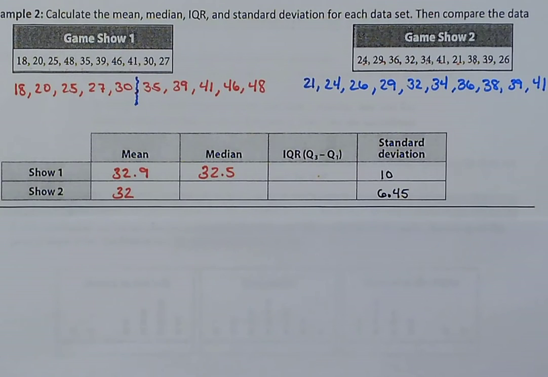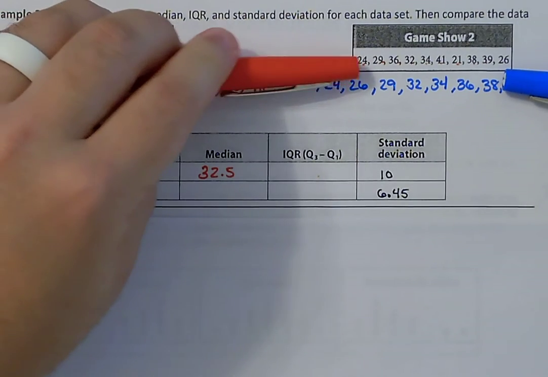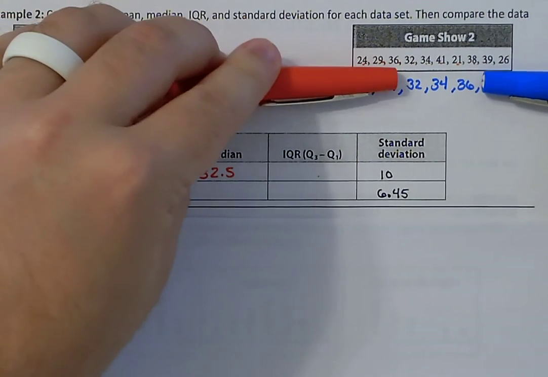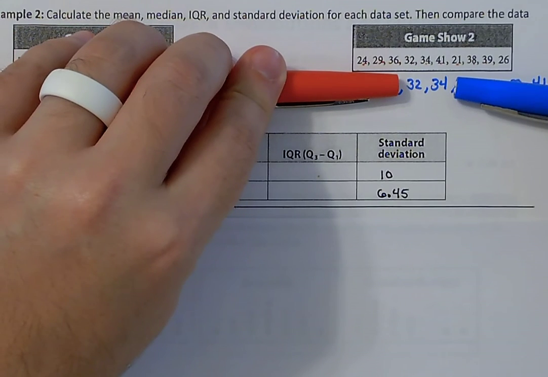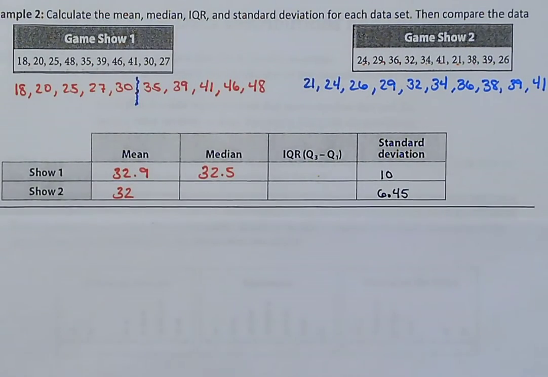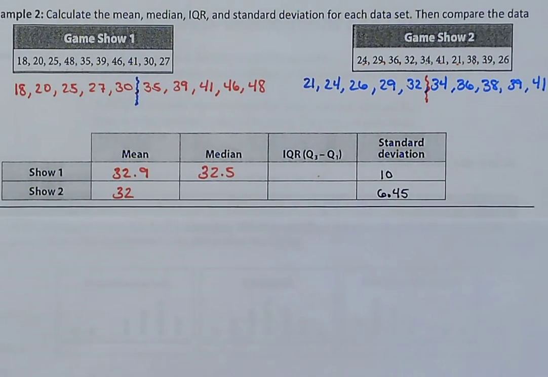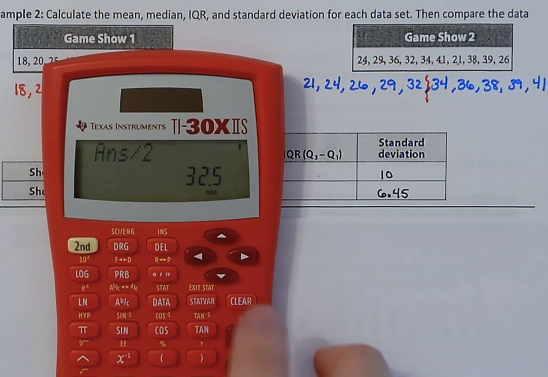So to go through and find our median, again, we're going to work from the ends towards the middle. So 21 and 41, 24 and 39, 26 and 38, 29 and 36, and I end up with 32 and 34, so a number between those two is going to be my median. So to figure that out, all we have to do is 32 plus 34, divide by 2, and we end up with 33.